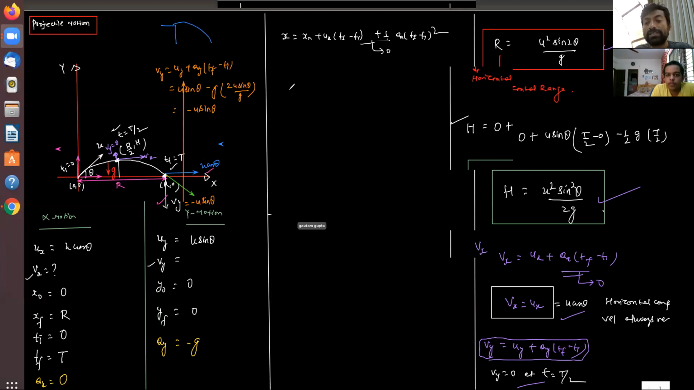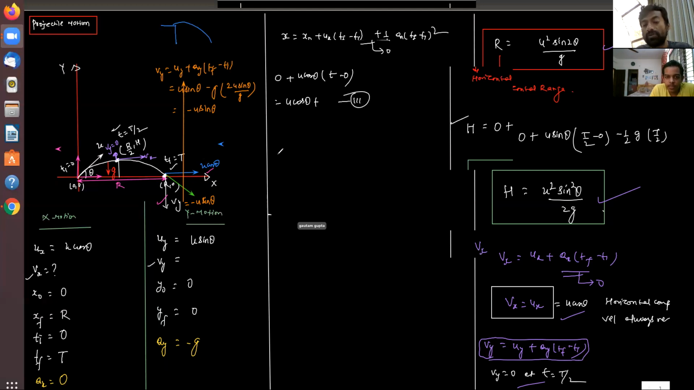So you will get x as initial x coordinate is 0 and ux is u cos theta, and let's say at any time t, tf is my any time t, and initial time instant is 0. So you will get x is equal to u cos theta t. This is your equation 3.